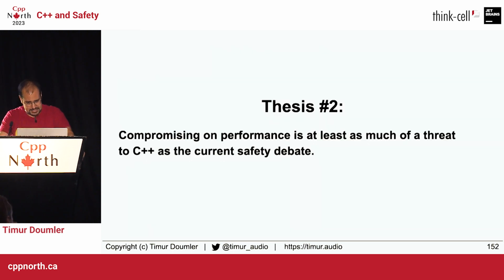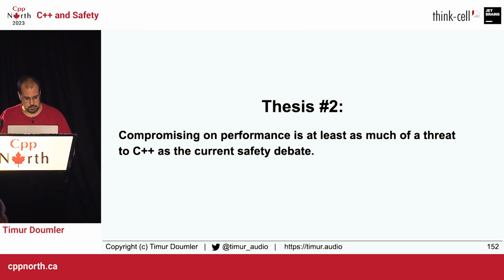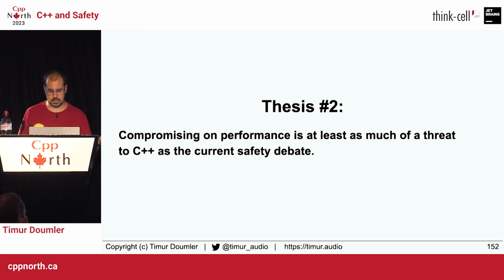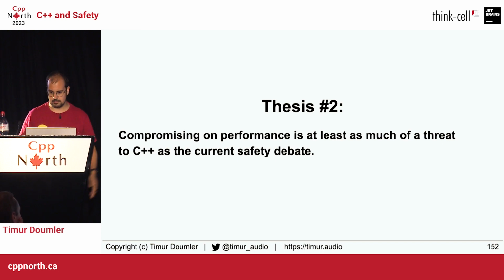So here's my second thesis. Compromising on performance is at least as much of a threat to C++ as this current safety debate that's been going on for the last year. If we lose those users, it's going to be really, really bad for C++ because performance is the reason people do C++. Now, C++ lets you reason out performance of your code in a way that only C and assembler probably do, but they're not really scalable languages in the same way, right? So performance is the reason people use C++. Safety, in a lot of cases, actually isn't, or at least not this full safety that Rust gives you. And if you need that, Rust is there, use it.